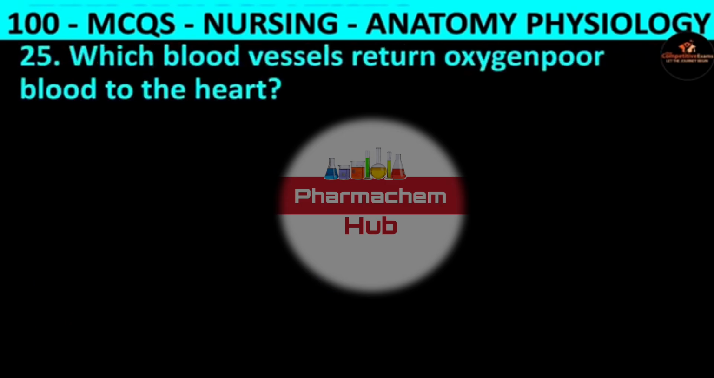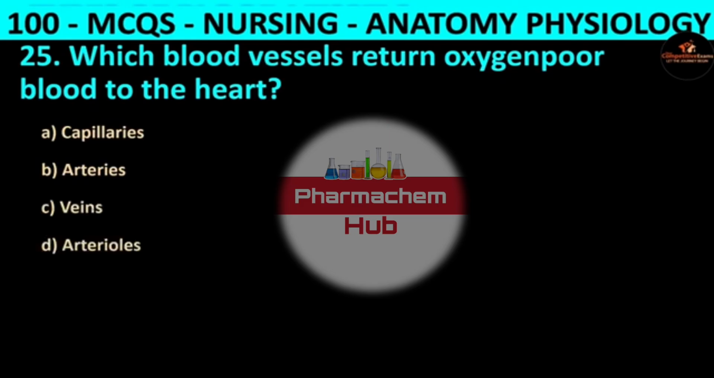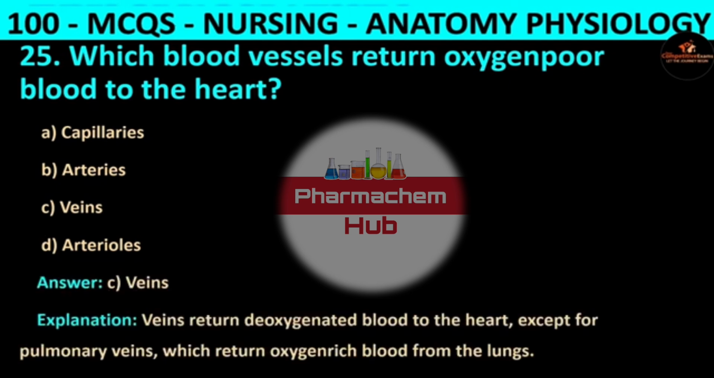Question number 25. Which blood vessels return oxygen-poor blood to the heart? The options are capillaries, arteries, veins, or arterioles. The correct answer is C, that is veins. The veins return deoxygenated blood to the heart, except for pulmonary veins, which return oxygen-rich blood from the lungs.